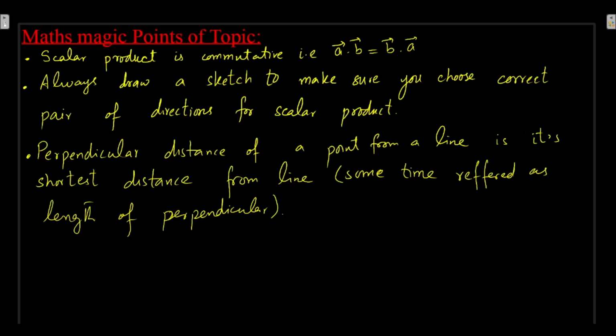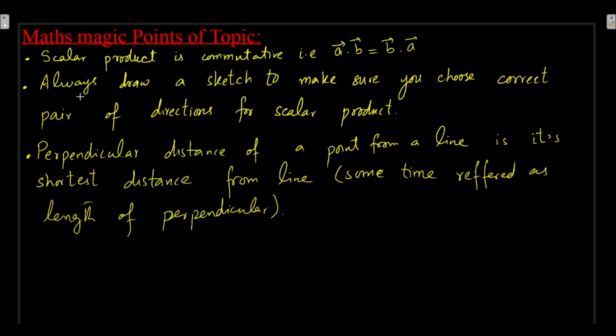Next, we will give some Maths Magic points of the topic. Maths Magic point number 1: scalar product is commutative. That is A dot B equals B dot A. So it doesn't matter whether you calculate A dot B or B dot A, both will give you the same real number.